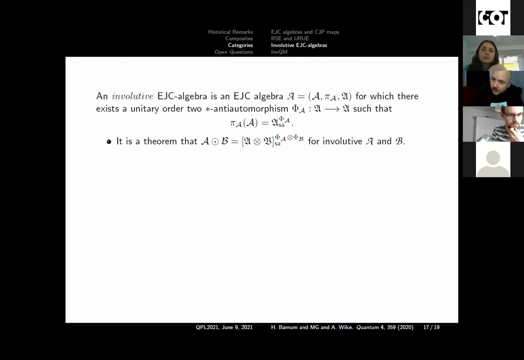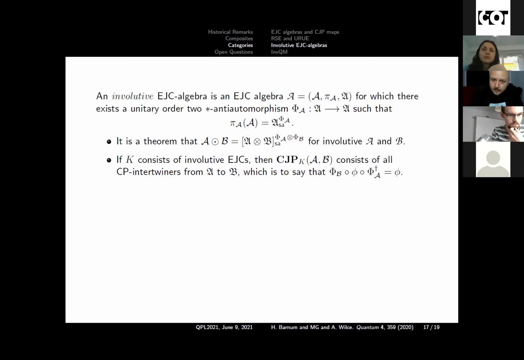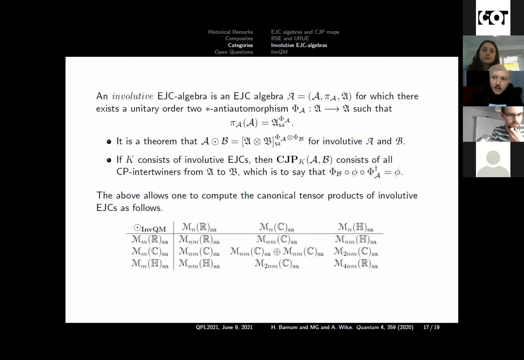It is a theorem that their canonical tensor product works like this, and that really simplifies the calculation of what these tensor products are. If K consists strictly of involutive EJC algebras, then all of the CJP maps are once again CP intertwiners. And this is how the tensor products work. It's very similar to what I showed you before.